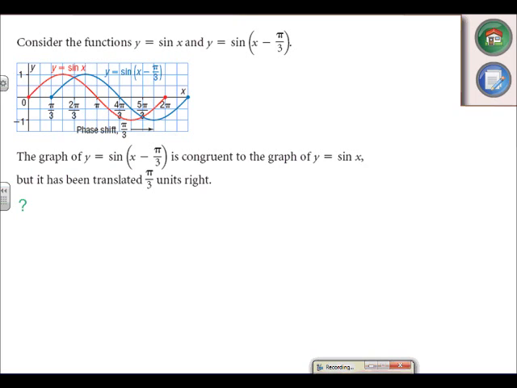And now we do some translations. We've got here an x being replaced with x minus pi over 3.